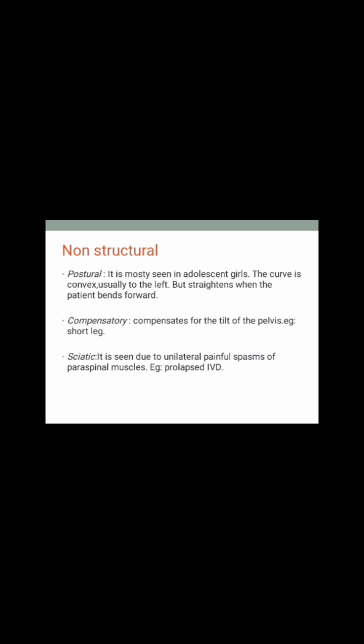Next, we have sciatic scoliosis. It is seen due to unilateral painful spasms of the paraspinal muscles, for example, in prolapsed intervertebral disc. IVD is also called intervertebral disc. So sciatica refers to when the patient complains of pain in the low back or in the gluteal region, and it radiates into one or both legs.